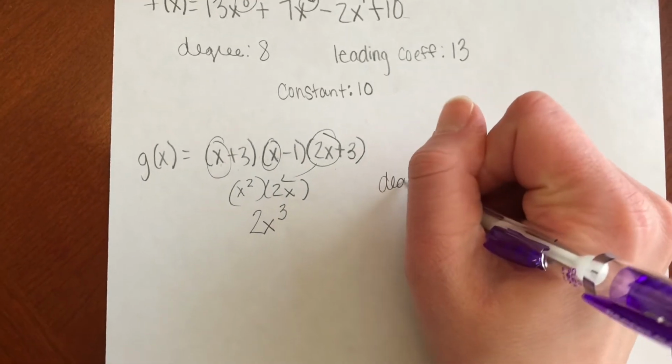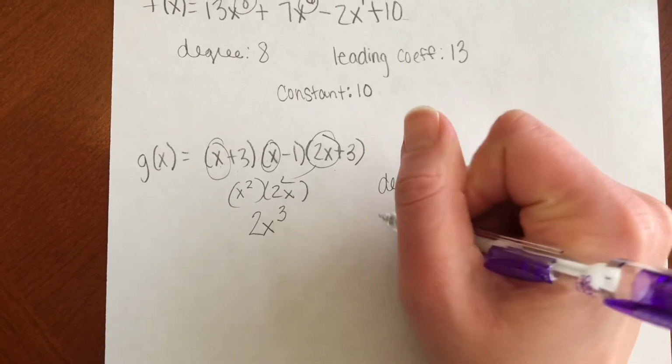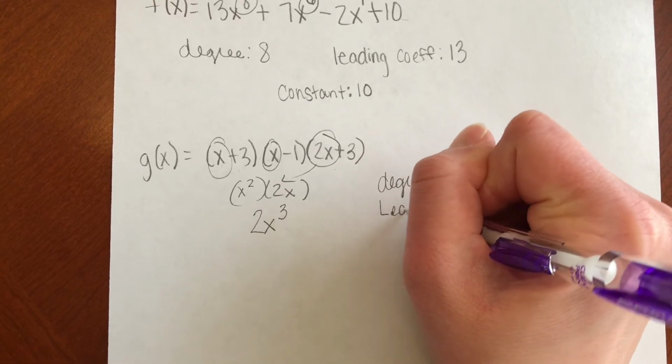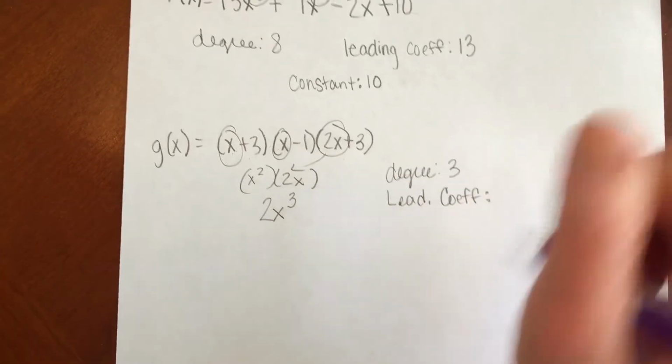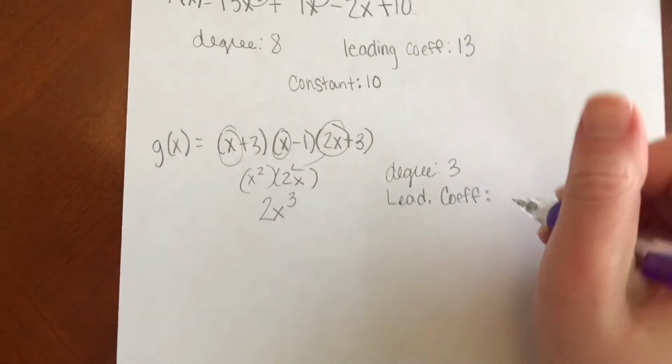So my degree, remember, comes from the exponent, is going to be 3. My leading coefficient, I'm abbreviating here, is going to be 2 coming from this value.